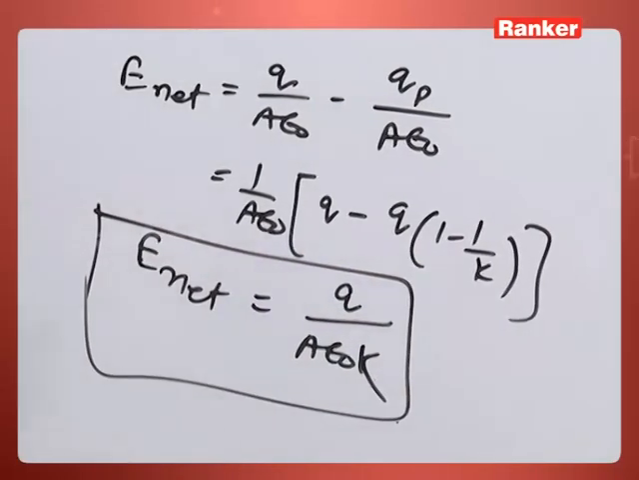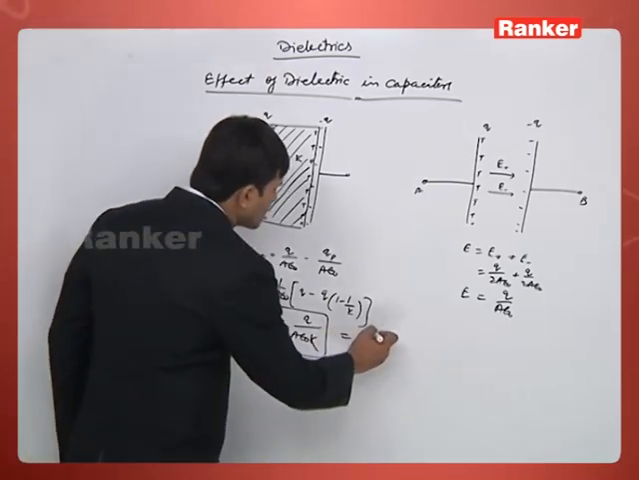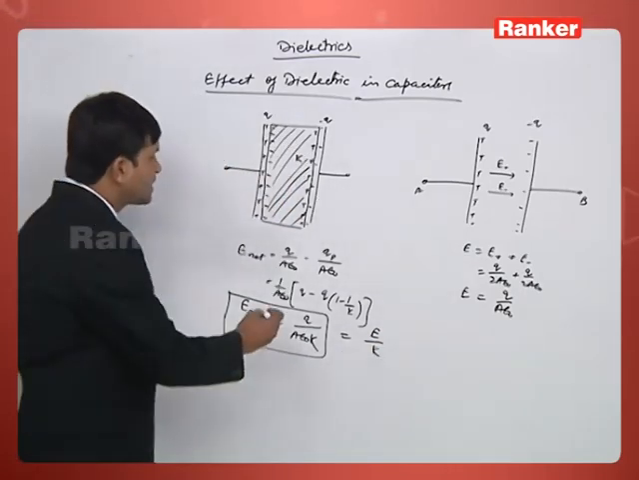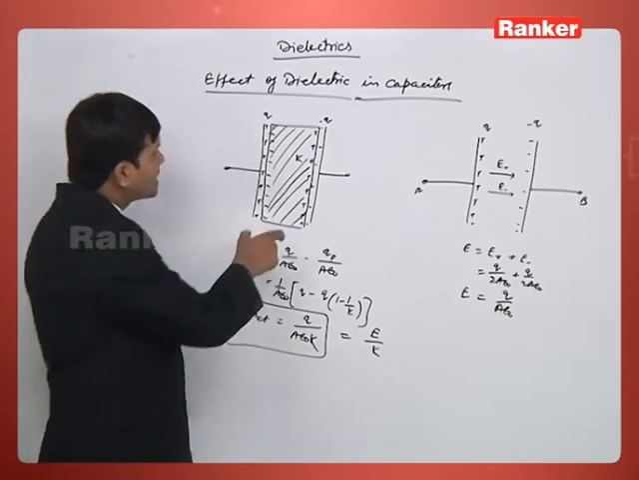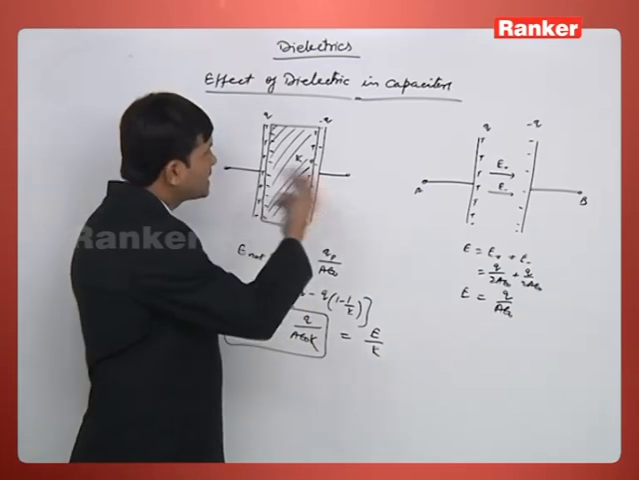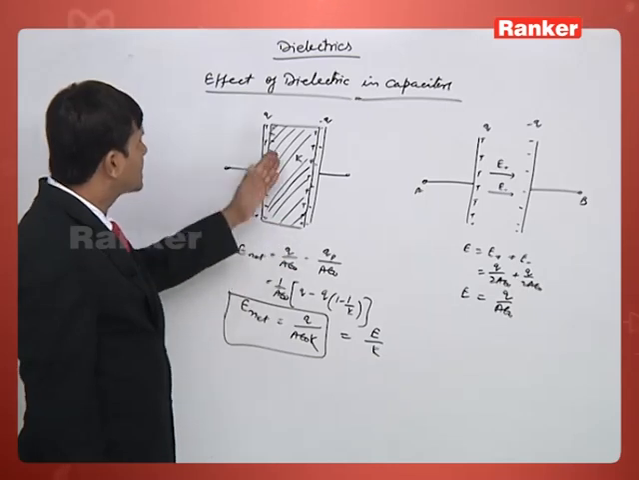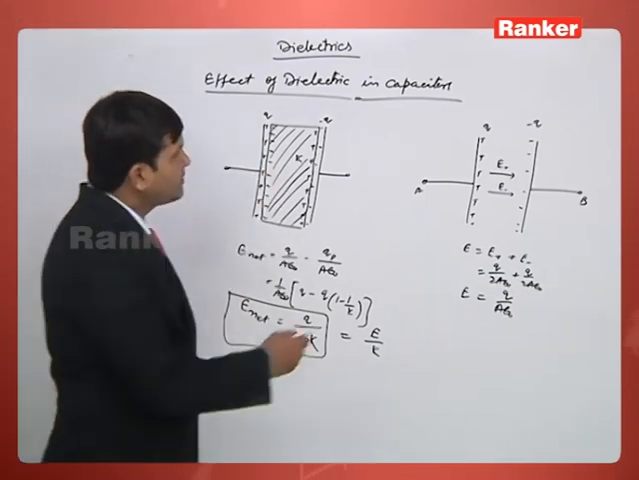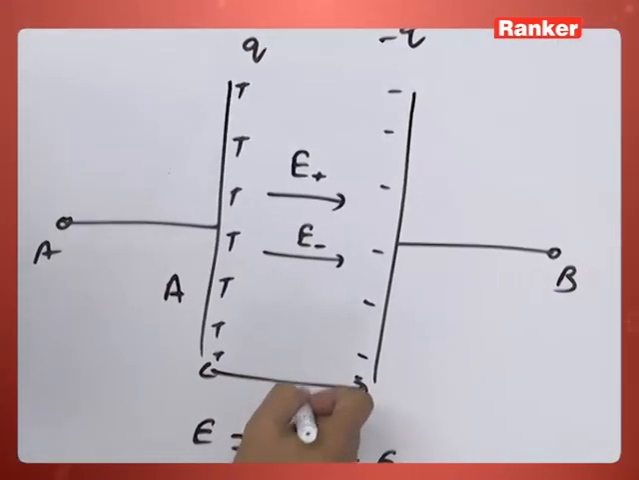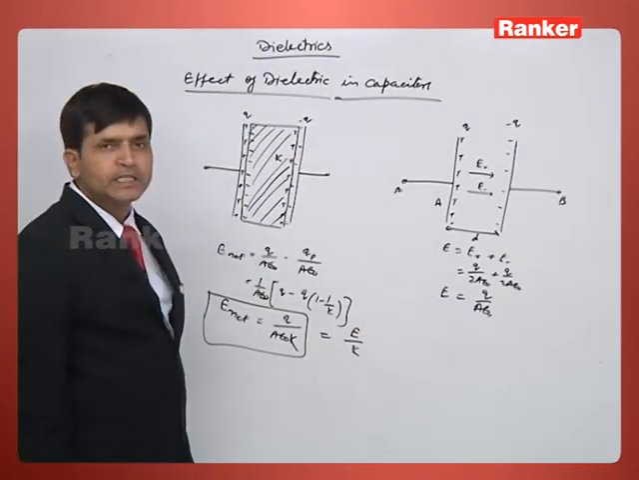So this is the electric field between the plates of the capacitor, which means the electric field decreases by a factor K. The net field decreases by factor K, so the potential difference between the plates decreases, and we can increase its capacity. This is the actual effect of the dielectric slab.